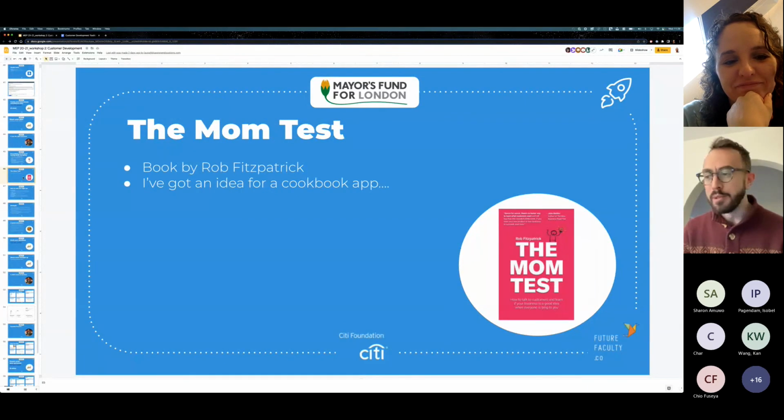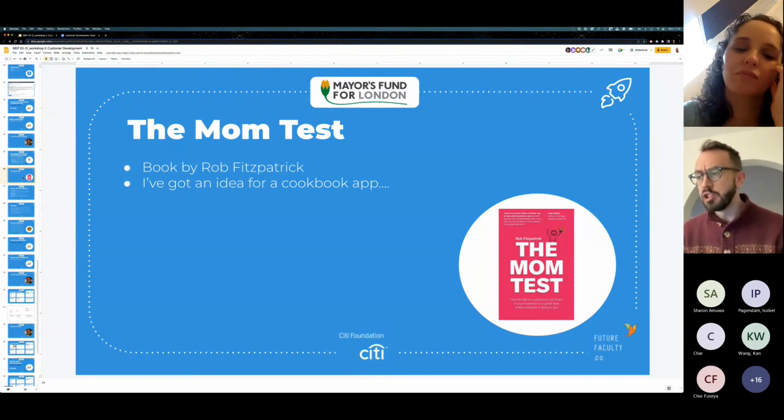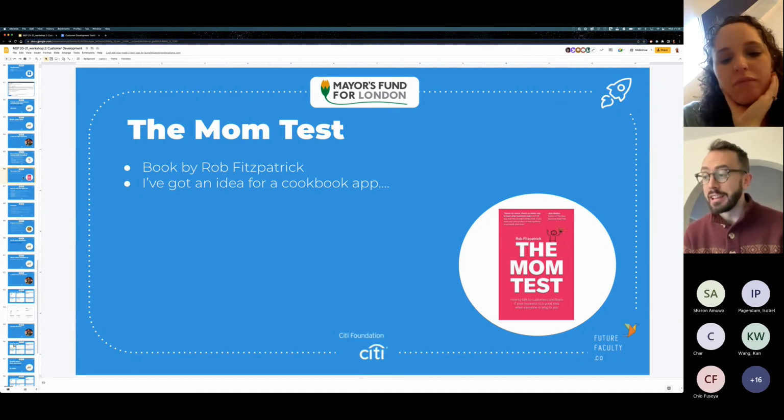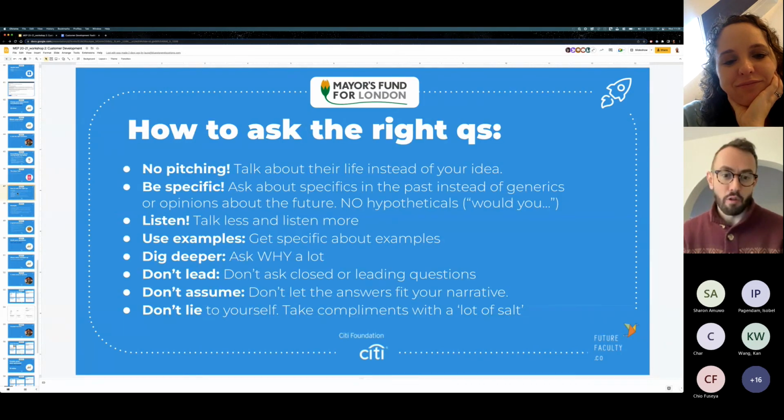So we get to the mum test. Great book, really encourage you to read it, by Rob Fitzpatrick. The premise being, if you go to your mum and say, I've got an idea for a cookbook app, she's going to say, yeah, that's great, darling. Well done. You should do it. I'll buy it. Great. You need to get into asking the right questions.